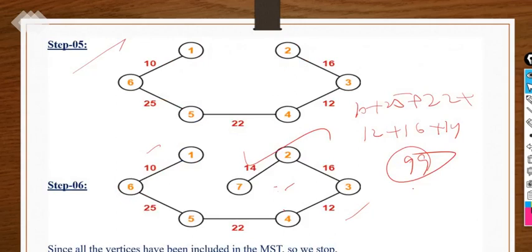So what is the minimum cost of the spanning tree of this particular graph? We have a graph. Lots of spanning trees may be possible for this graph, but we have to select the one with the minimum cost. So we have selected it with the help of Prim's algorithm. We started from this particular vertex 1 and selected the minimum edge.